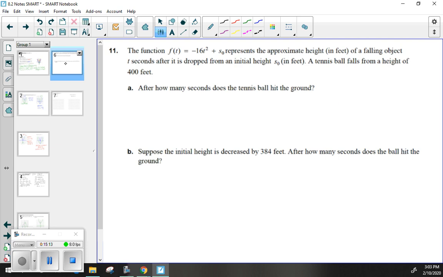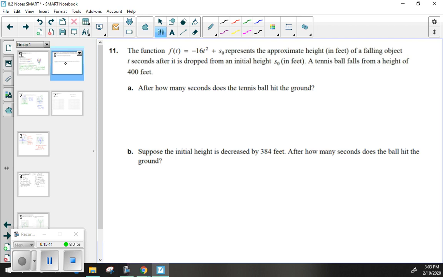All right, let's talk about those free fall problems that I talked about earlier that I said we would be talking about later on. The function f of t equals negative 16t squared plus s of 0 represents the approximate height in feet of a falling object t seconds after it is dropped from an initial height. That's that s of 0 in feet.